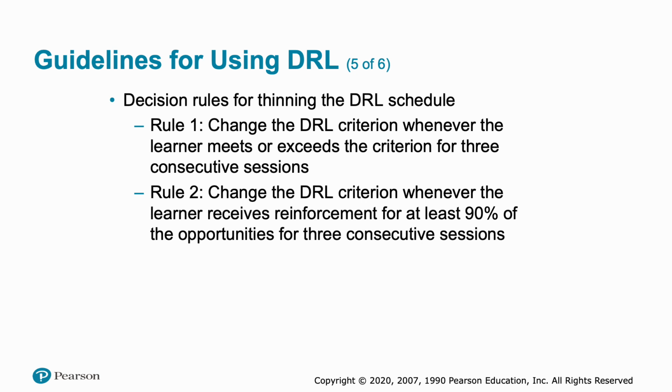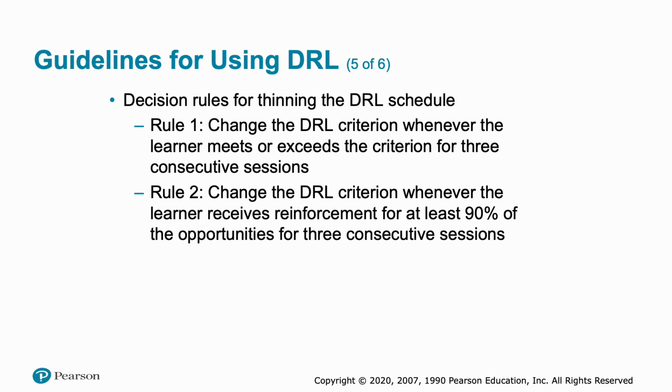consecutive sessions. So if you set a criterion for a full session DRL and you said my client is allowed to engage in the behavior 10 or fewer times during this session, then if they meet that criteria 3 consecutive times, you can go ahead and reduce to the next step. So if your next step is they can engage in the behavior 8 times or fewer, then you would go ahead and move on to that.